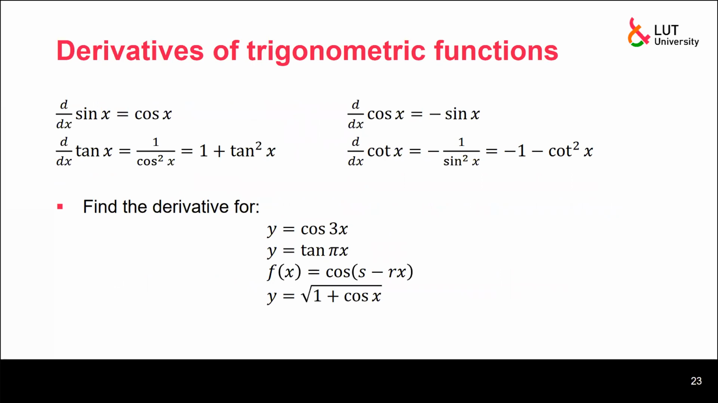Okay, derivative functions. Derivatives of trigonometric functions. We could use similar limits to arrive at these derivatives, but these are something you should mostly memorize. These are the most important ones. The derivative of sine is cosine. Derivative of cosine is minus sine. Tangent has a few options: 1 over cosine squared x, which is 1 plus tangent squared x.